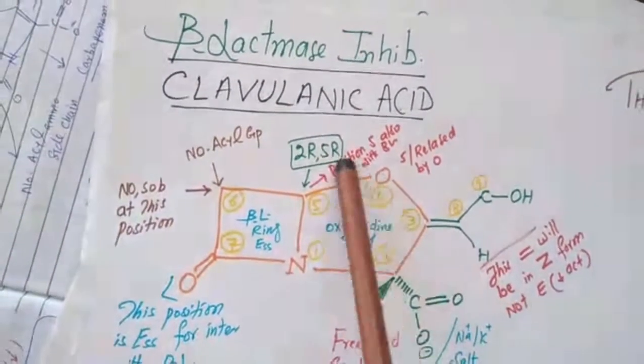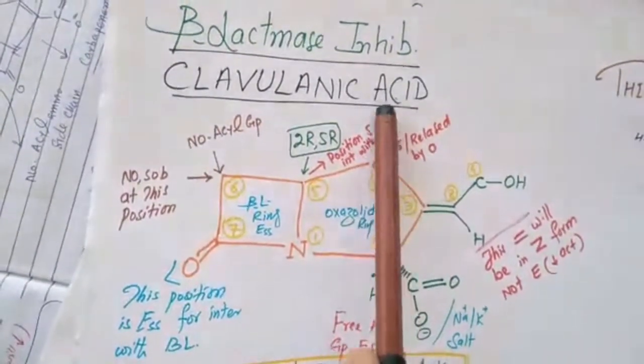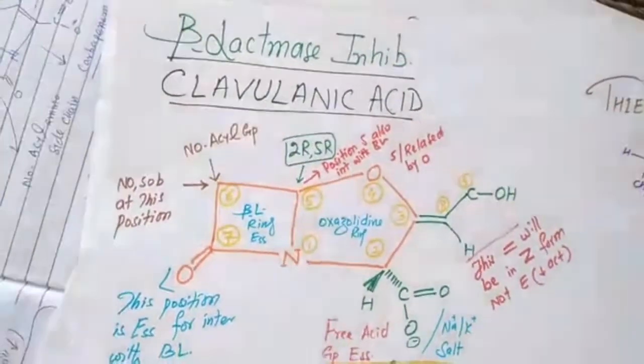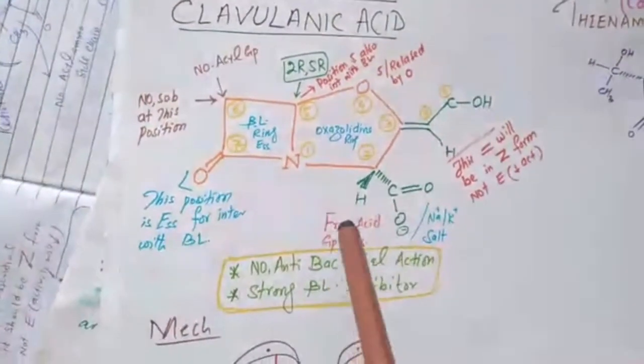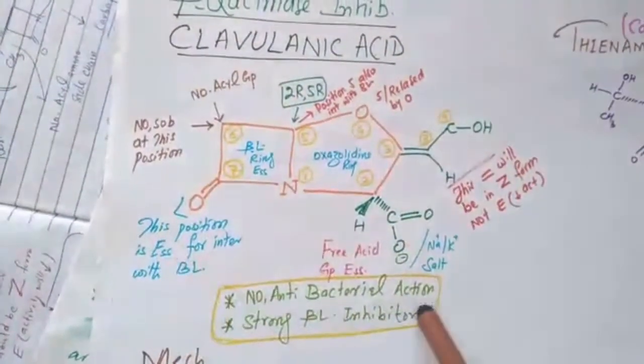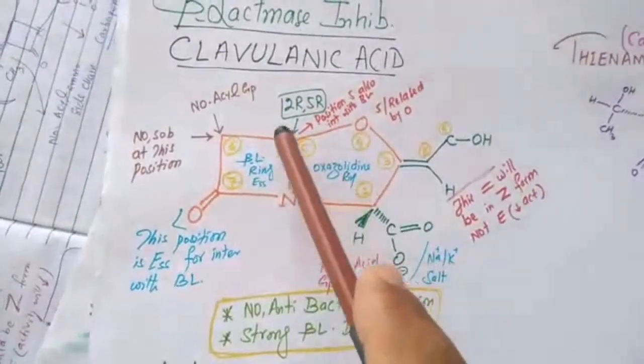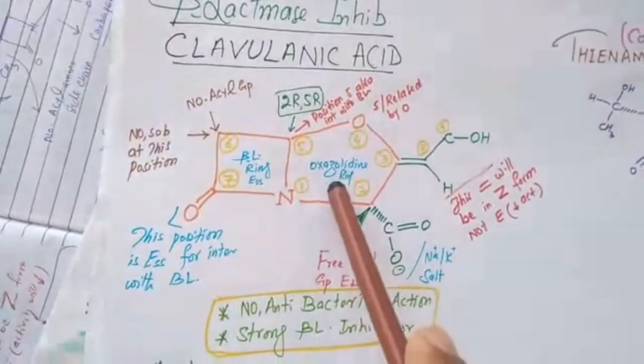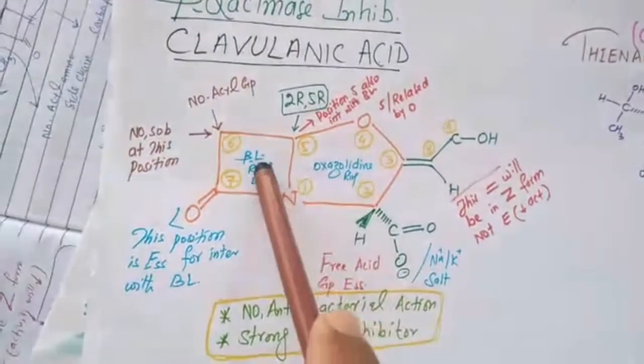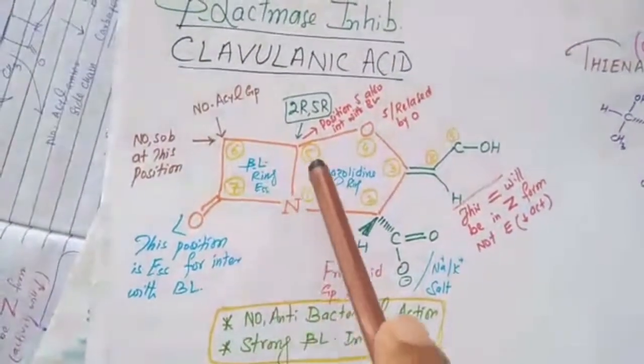Beta-lactamase inhibitor. Clavulanic acid is a beta-lactamase inhibitor. This is the structure of clavulanic acid: 1, 2, 3, 4, 5, 6, 7. This is known as the oxazolidine ring. This is known as the beta-lactam ring.